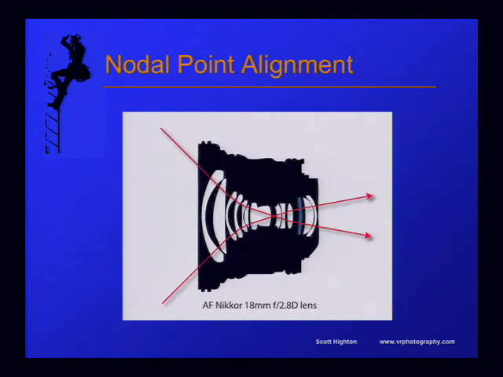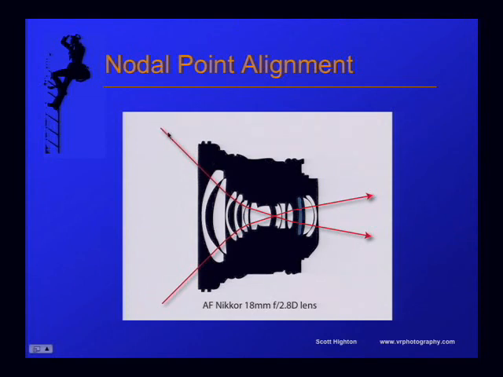Getting back to the nodal point alignment, what is a nodal point? Most camera lenses, or all camera lenses, I think, have six nodal points or nodal planes. Are there any optical engineers here? It's something like that. And the only one we care about is what they call the rear nodal point. And that's where you have the light coming in the lens.